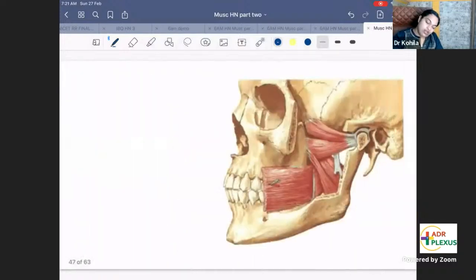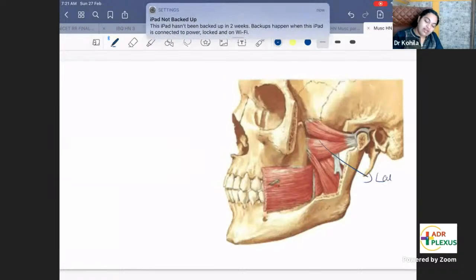You can identify it easily, not a problem. This will be lateral pterygoid. This is medial pterygoid.